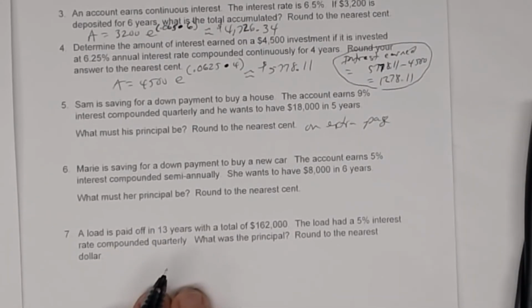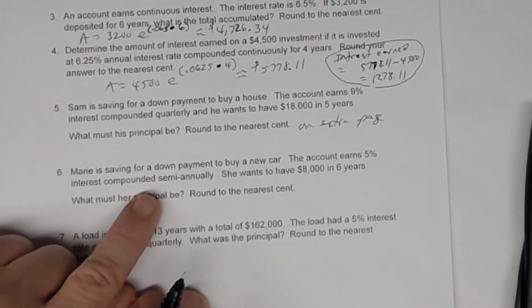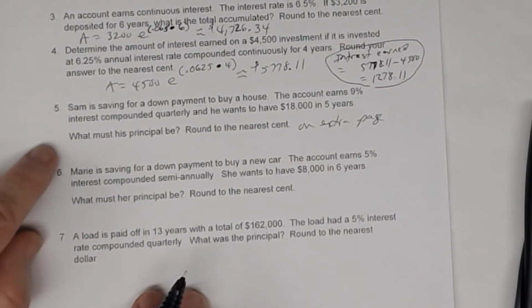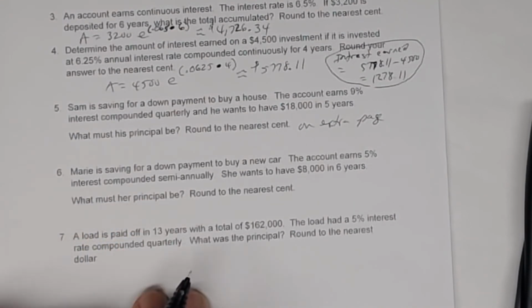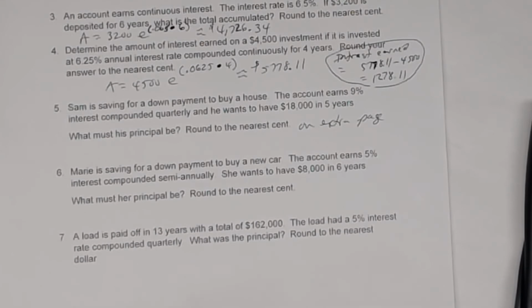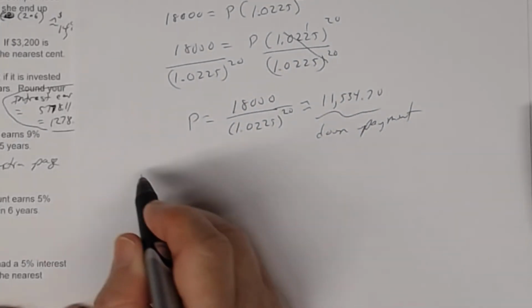All right, let's look at number 6. Maria is saving for a down payment to buy a new car. It'll look just like number 5, so we're going to do another one like number 5. The account earns 5% interest compounded semi-annually. She wants to have $8,000 in 6 years. What must her principal be? Round to the nearest cent. So we're going to do number 6.